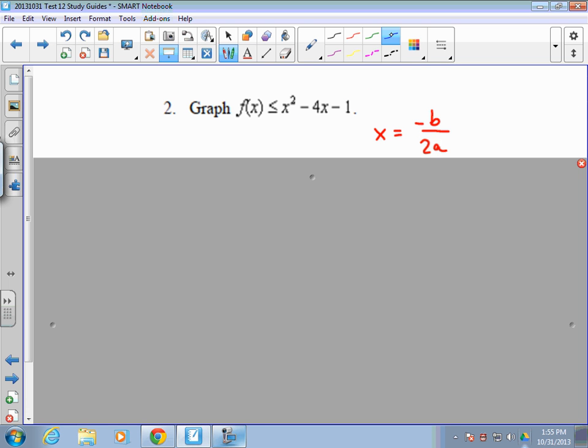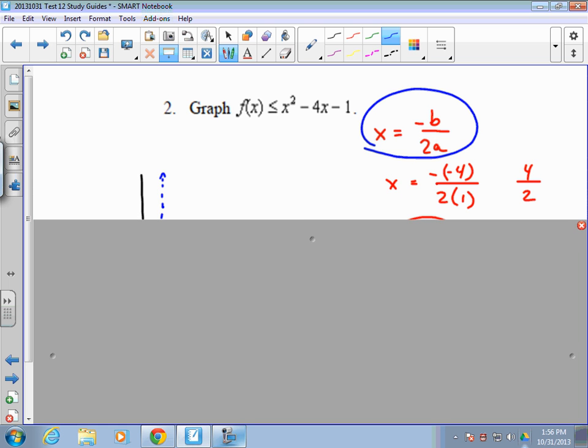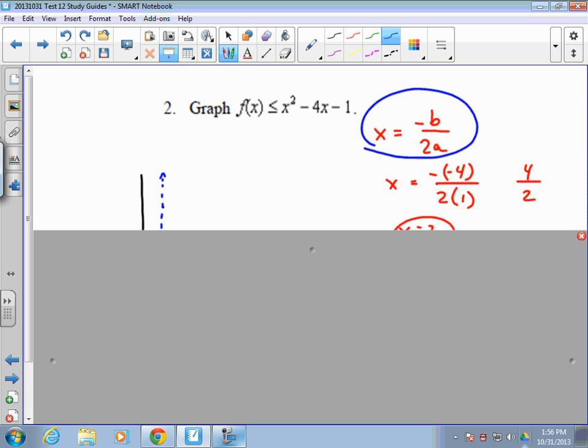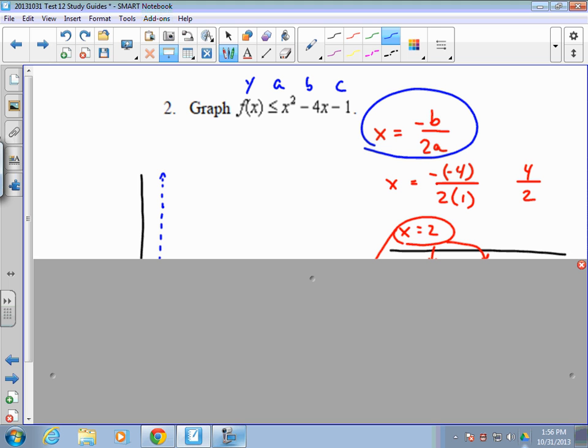Do the same thing with graphing f of x is less than or equal to x squared minus 4x minus 1. The difference with this one is we're dealing with an inequality, so we're going to have to shade one part or the other. You still start off with the same formula. You find x's value. X is negative b over 2a. Well, we know that this is y, and we know that this is ax squared plus bx plus c. So b's value would be negative 4. So negative 4 becomes positive 4, and 2 times a is 2 times 1 because there's a 1 coefficient in front of x squared. So 4 divided by 2, again, we get the x value of 2.